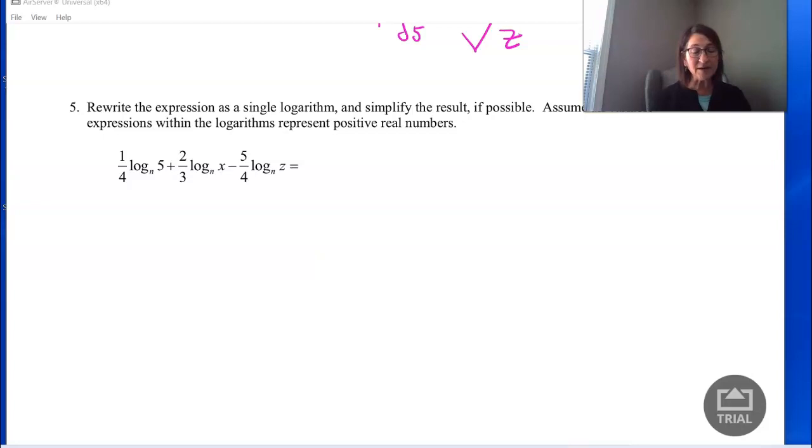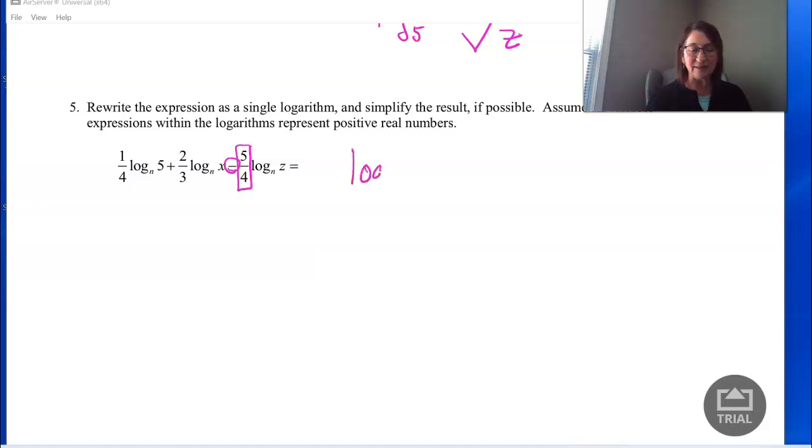Now, for this one, a couple of things to notice. First, I've got a subtraction sign. Then I also want you to notice that this is an improper fraction. That should be a red flag that I'm going to have to do some extra simplifying of a radical at the end. All right, so let's go ahead and set this up.